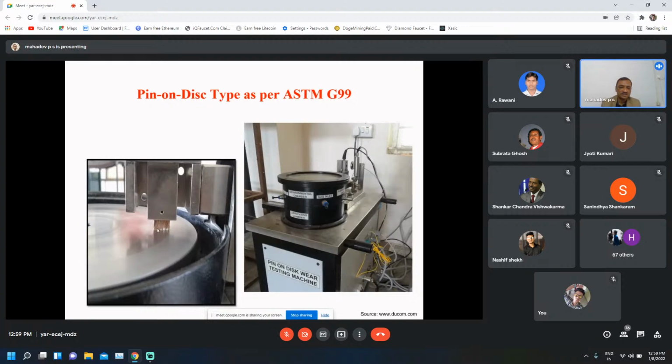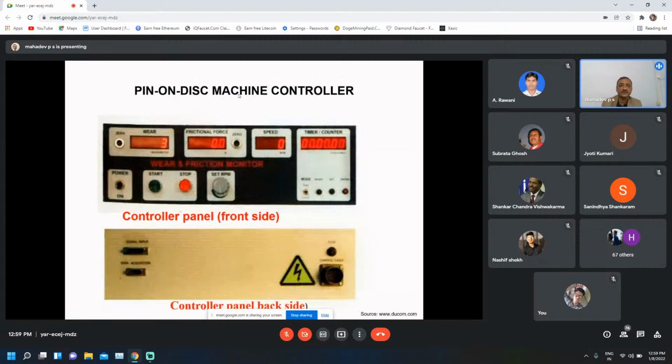This is a rectangular pin instead of a circular pin, and a revolving disc is there. You can see a closed chamber which can be heated or supplied with a gas, an inert gas. The test can be conducted under an inert gas atmosphere, or even in a vacuum. This is a pin on disc machine controller which gives the value of wear and the value of frictional force.